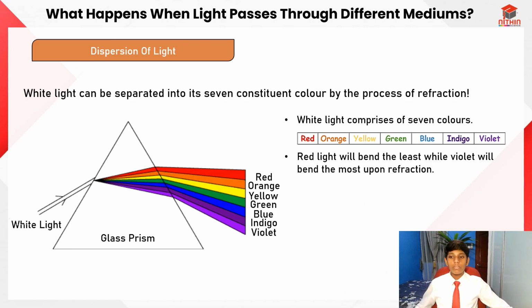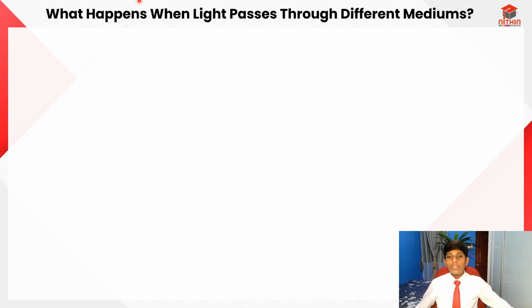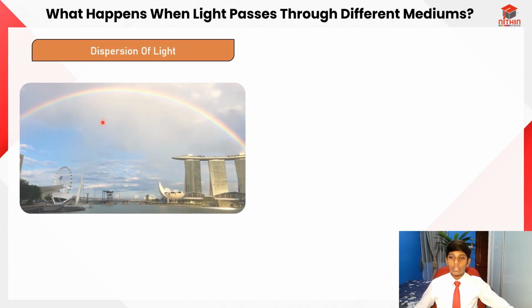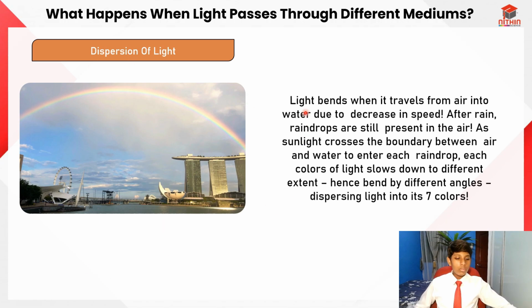So I hope you understood that. Why did I show you that? Because this is directly linked to rainbows. So this is one of the rainbows in Singapore that we have seen. This was one of the largest rainbows. How did it actually form? Light bends when it travels from air to water due to the decrease in speed. Rainbows form when it is sunny and rainy at the exact same time.